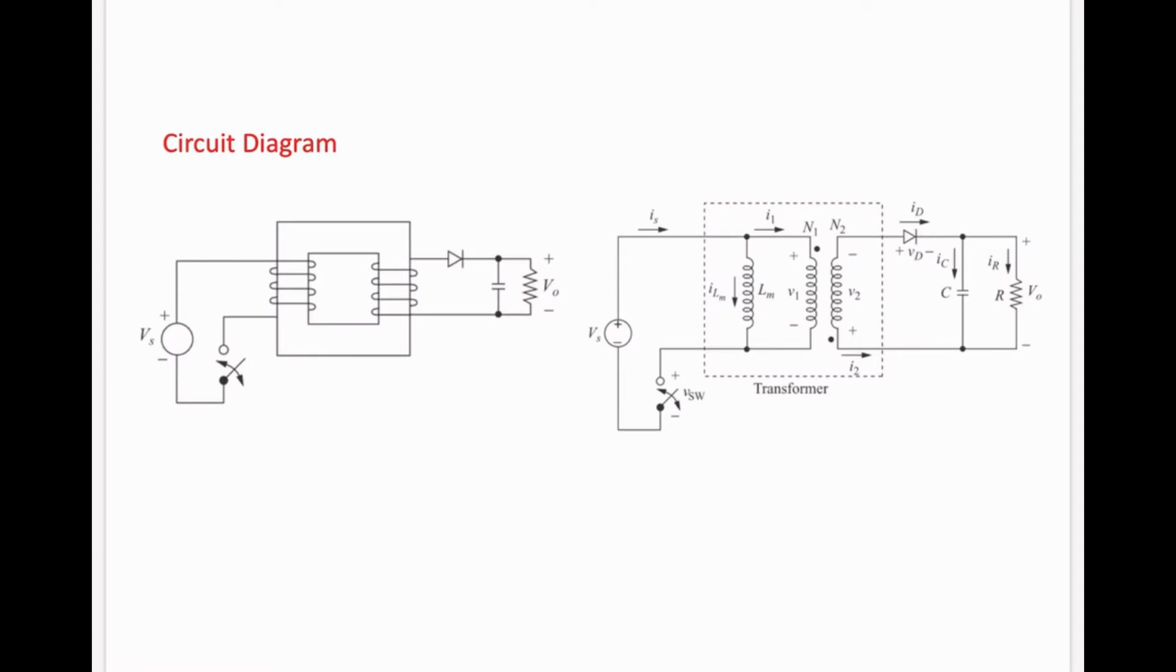Here you can see the voltage source. It's a DC voltage source and it is connected with this primary winding. The secondary winding is connected with this circuit. So the primary winding takes the energy from the source when your switch is in the on state, and when your switch is in the off state, the energy stored in the inductance is transferred to your secondary winding or to the load.